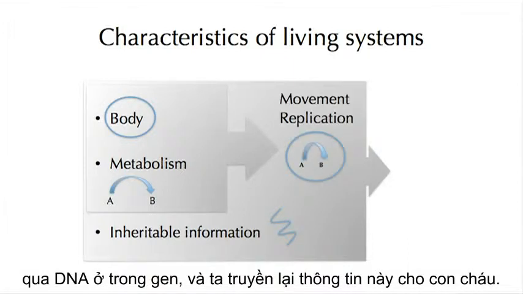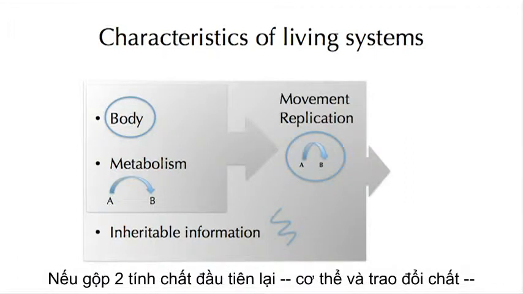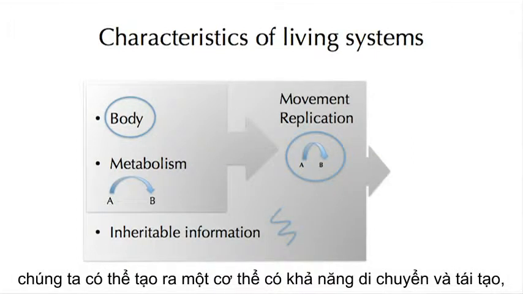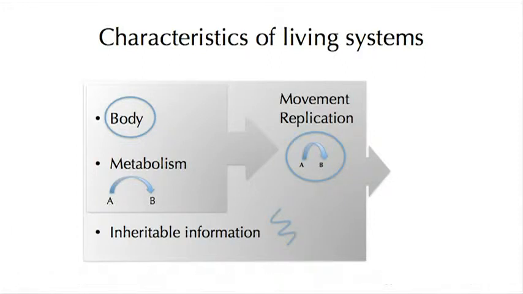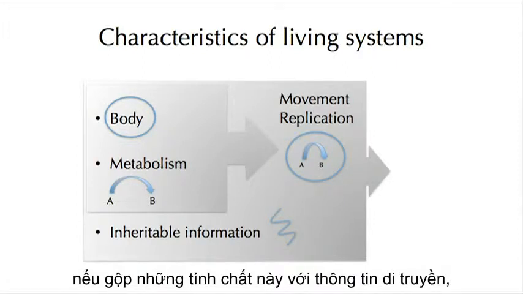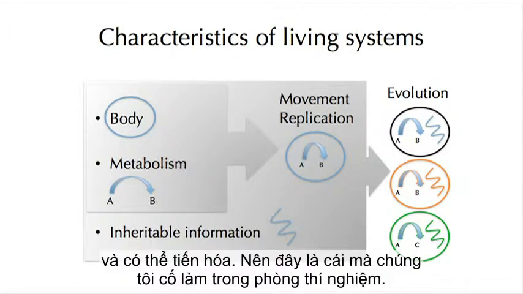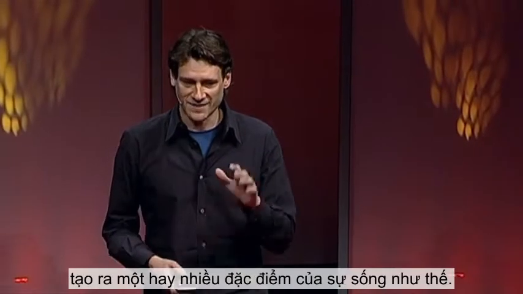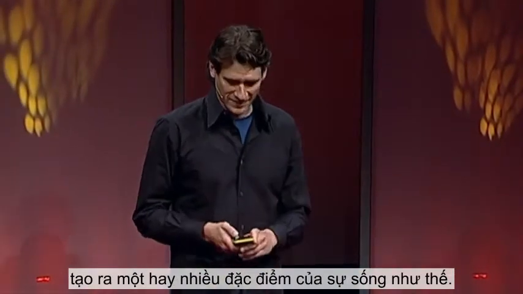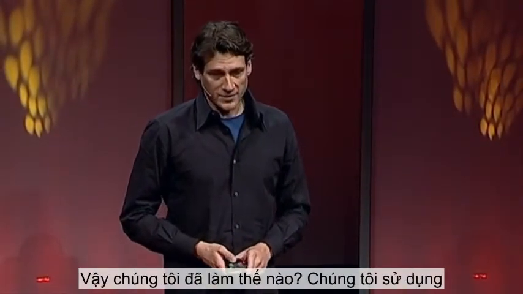If we couple the first two, the body and metabolism, we can come up with a system that could perhaps move and replicate. If we couple these now to inheritable information, we can come up with a system that would be more lifelike and perhaps evolve. And so these are the things we'll try to do in the lab, make some experiments that have one or more of these characteristics of life. So how do we do this?